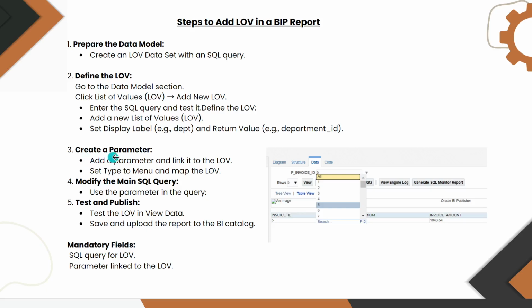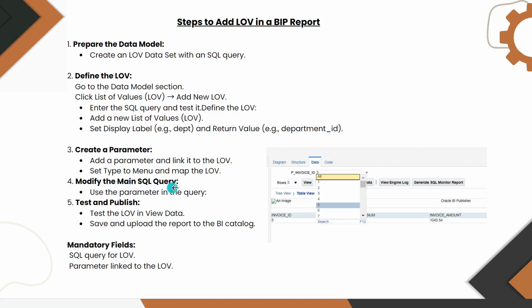Then we create the parameters: add the parameters and link them to the LOVs. We have to create the parameters with the SQL query and link them with the LOVs. Set the type to menu and map the LOV. The type will be menu and we have to map the LOV to the parameter, and only then will we be able to see the LOVs.